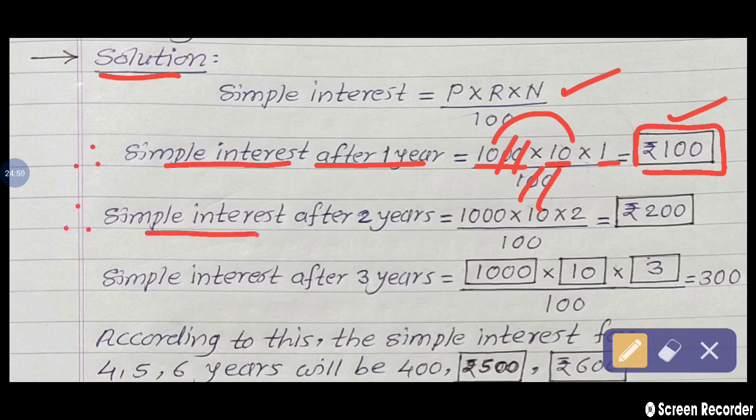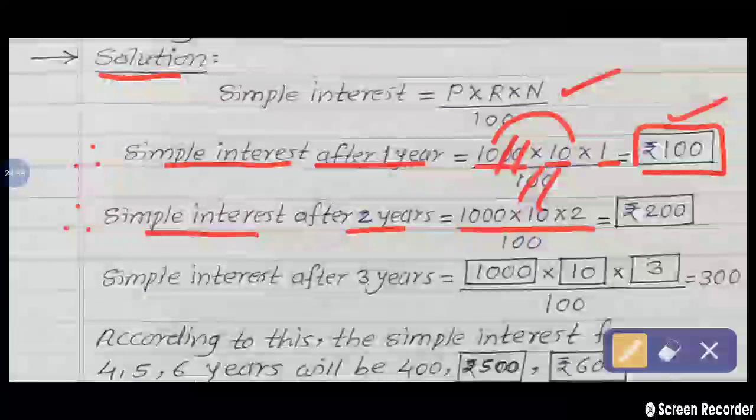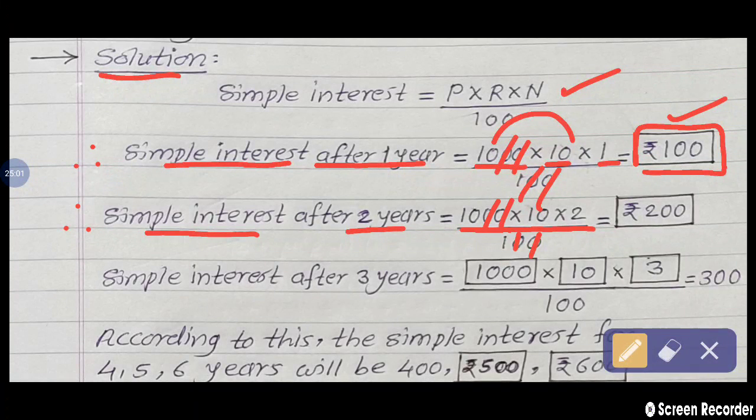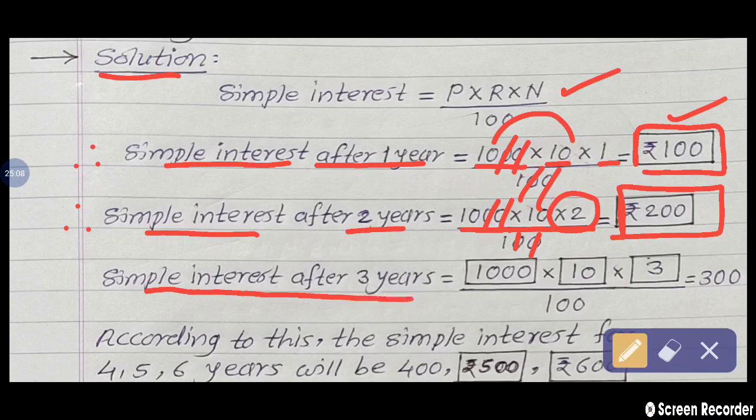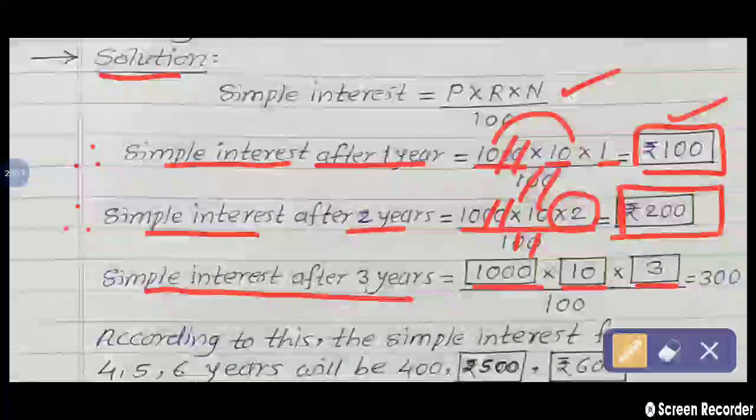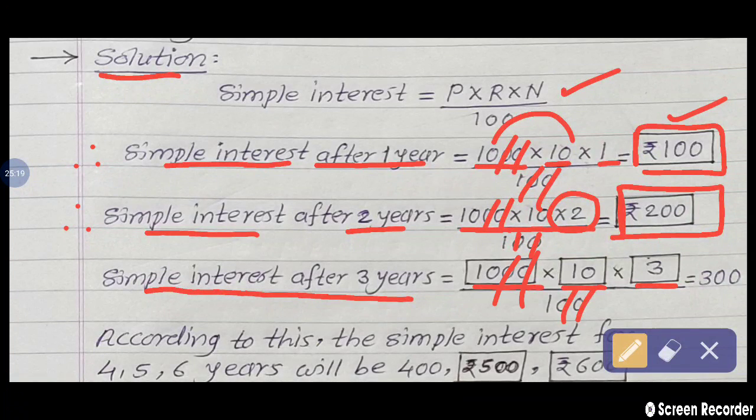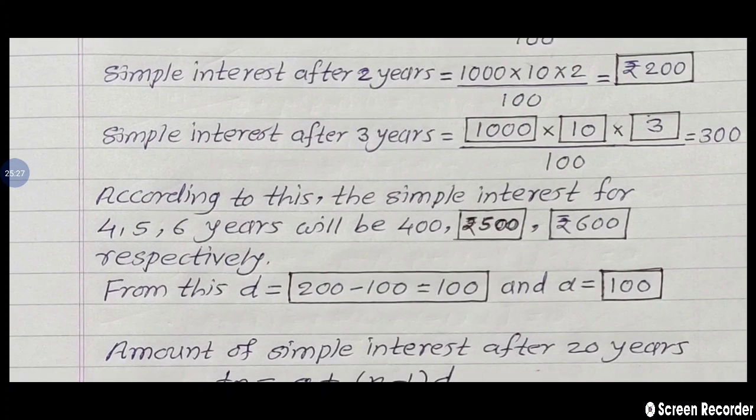Next, simple interest after 2 years. So 1000 multiplied by 10 multiplied by number of years 2 divided by 100. So again it gets cancelled. So 10 multiplied by 10, 100, multiplied by this 2, the answer is rupees 200. Simple interest after 3 years, as per the previous one. So 1000 multiplied by 10 multiplied by 3 divided by 100. So it gets cancelled. 10 multiplied by 10 is 100. 100 multiplied by 3, that is rupees 300 is given here. So our correct answer we are writing in the box.